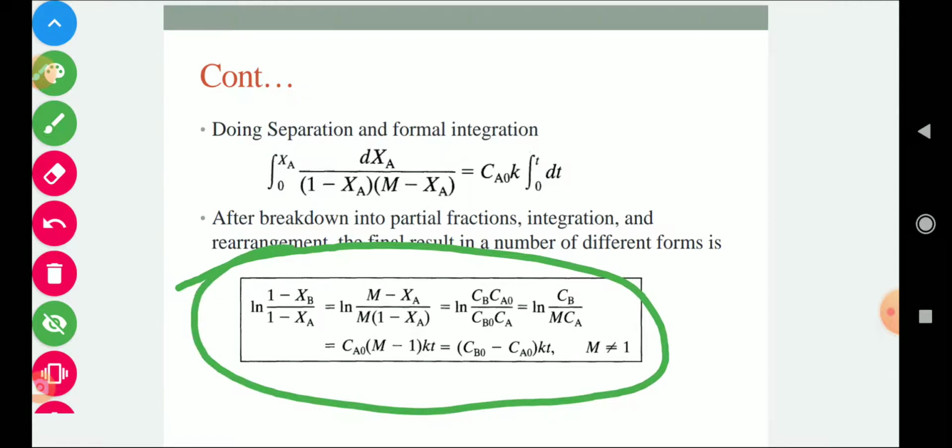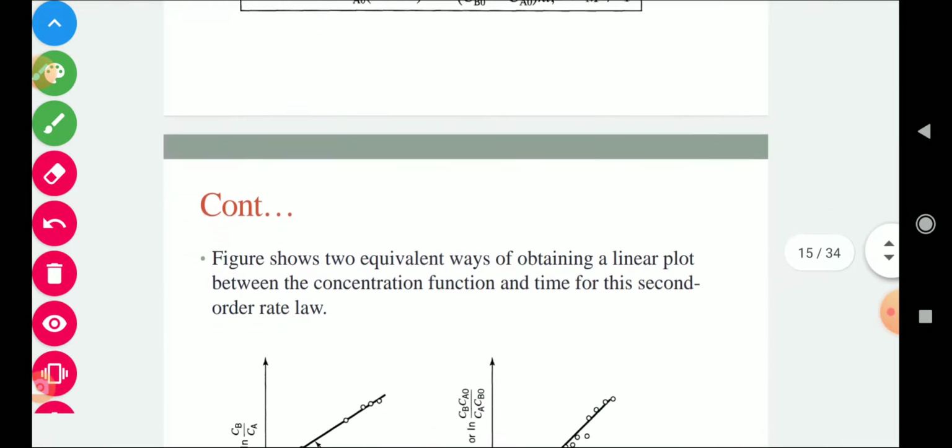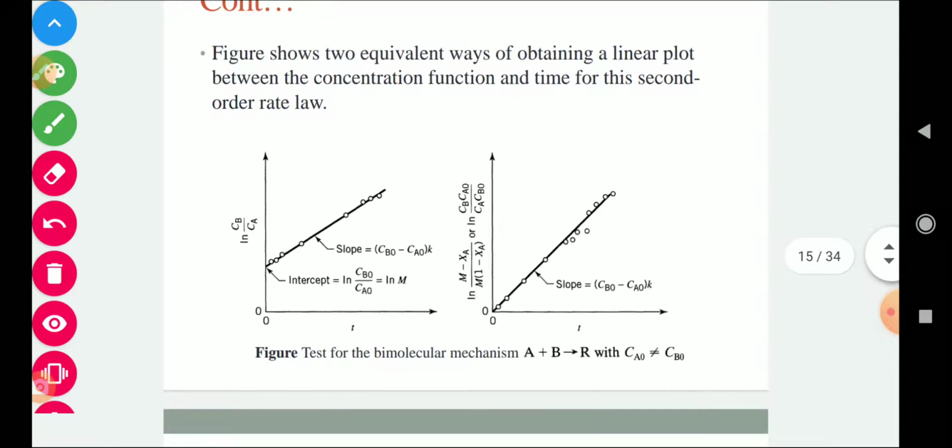If we plot this versus this, the slope of the line will be Ca0 (m minus 1) into k. Ca0 and m are known quantities, so from the slope of the graph we can calculate the value of k. This is a graphical representation. The slope is this one. The initial concentrations Cb0 and Ca0 are known quantities, so if we put in those values, we can calculate the value of k.